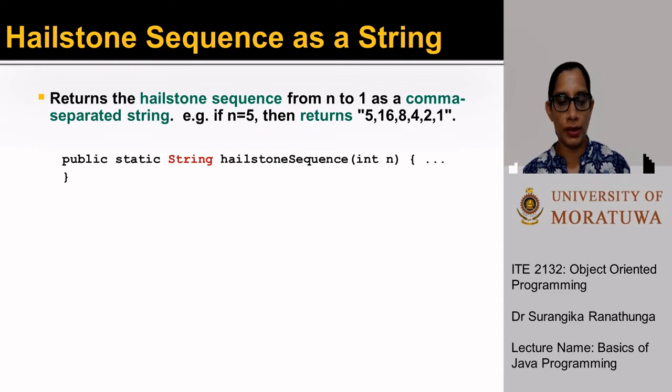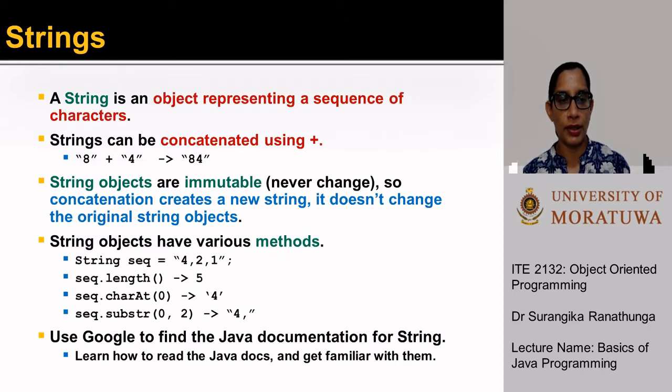Another very important construct in Java is the string. So we are going to write a new method which will return our Hailstone sequence as a piece of string. So before that, let's look at the basics of strings. String can be defined as an object representing a sequence of characters. That means a piece of text. And these strings can be concatenated using the plus sign. So here we see the string representation of the character 8 and the string representation of character 4 give us the string representation 84.